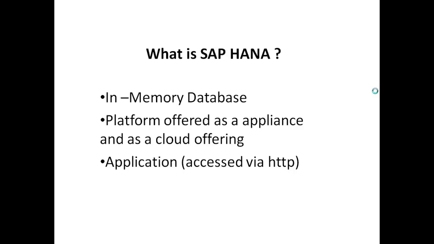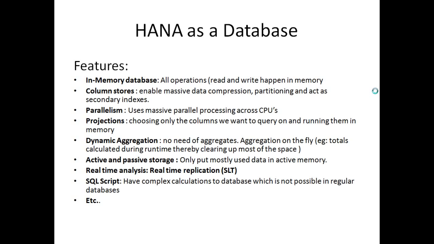So let's move forward and look at some of the features of SAP HANA. The first feature, as I mentioned, is that it's an in-memory database. All operations, read and write, happen in memory. The next one is column stores. Unlike in regular databases, the data in HANA is stored in columns. This enables massive data compression, partitioning, and secondary indexes. Usually in regular databases, we have to create secondary indexes, but because we use column stores in HANA, it already serves the purpose of secondary indexing.